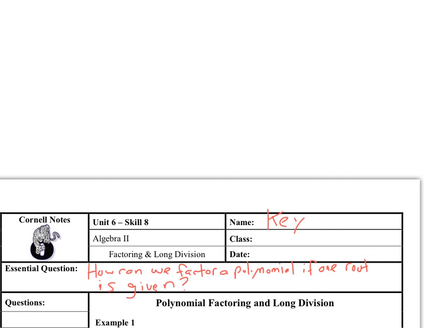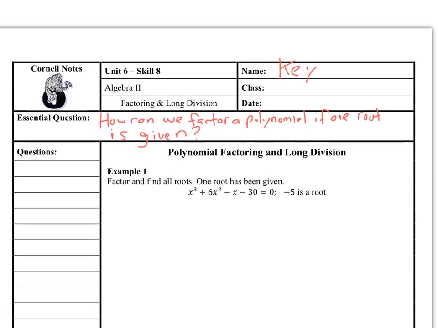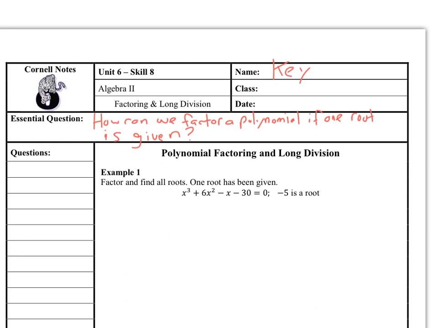Alright, Unit 6, Skill 8, factoring and long division combined. So how can we factor a polynomial if one root is given? And that's the idea we're going to do today. So we want to pause it, copy that down again. It's how can we factor a polynomial if one root is given?